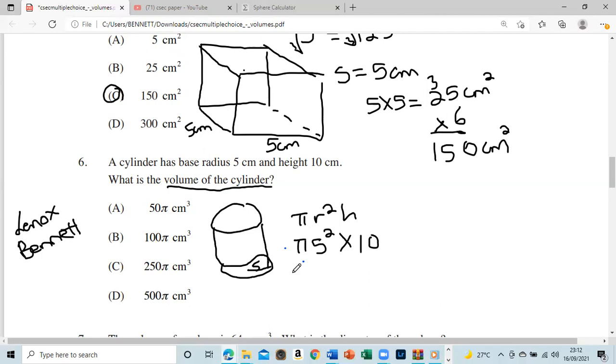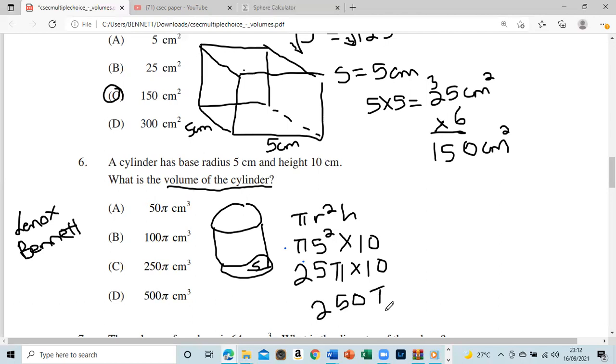Alright. So now we have this, so it will be 5 times 5, 25. I'm going to put the 25 up front. It's 25 pi times 10. See the answer now. That times that is 250 pi.